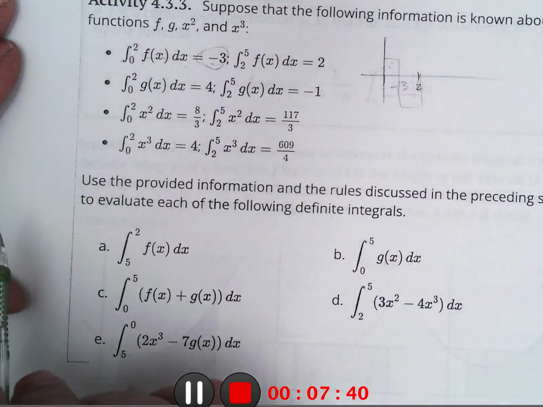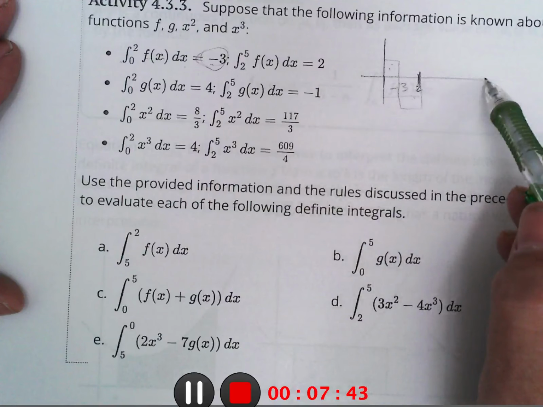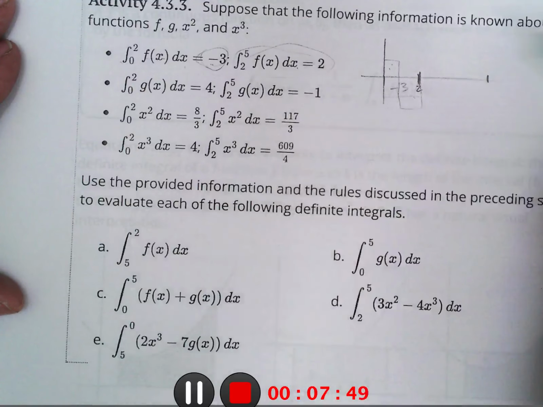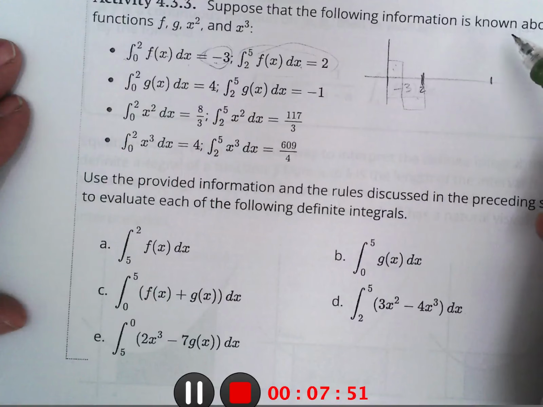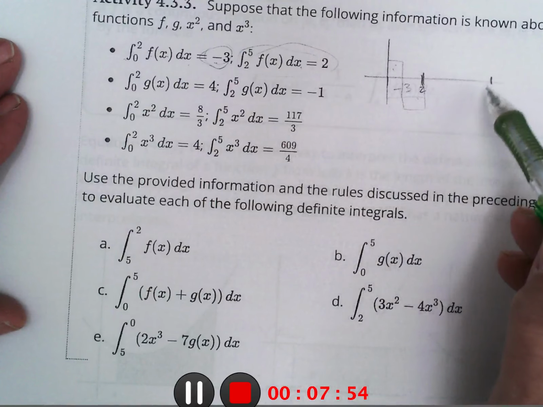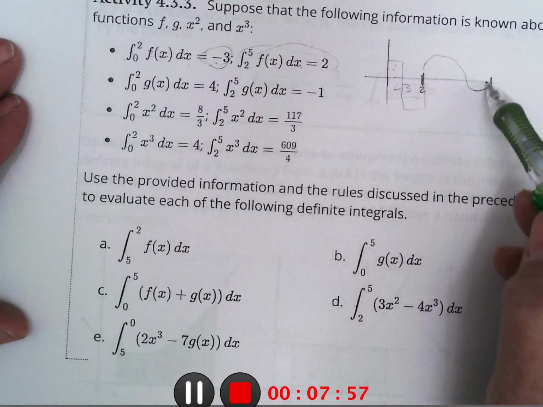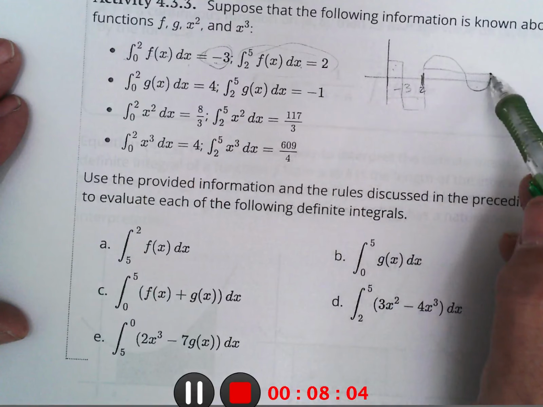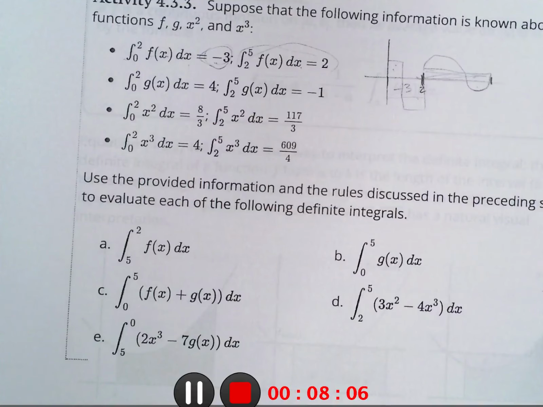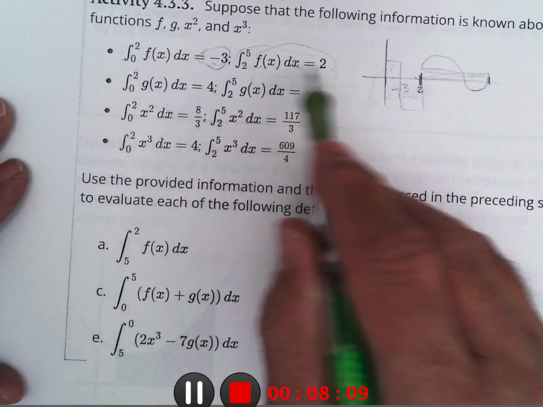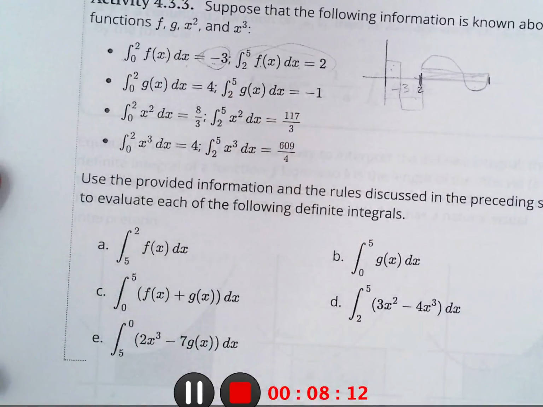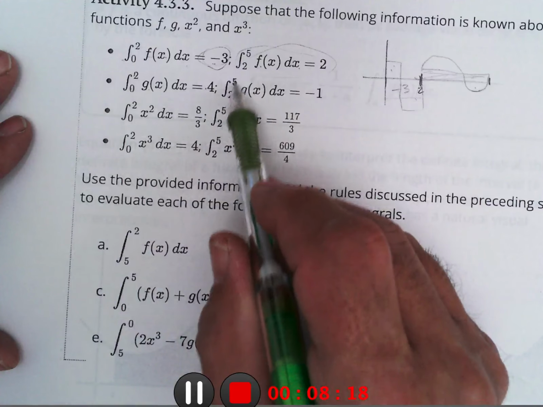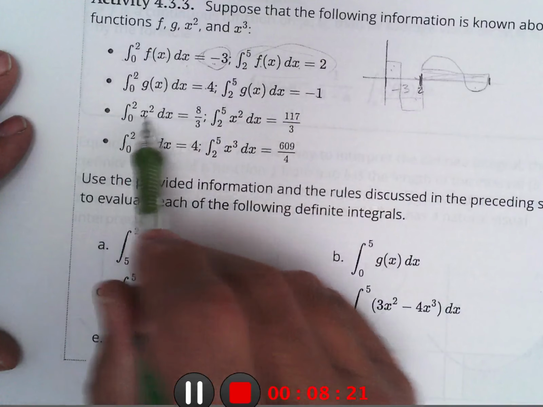And then from 2 to 5, the total area is +2, which means there's 2 more units above than below. Now it could look something like this, where this is 2 more units than that, or it could be just like this, where this whole thing is just 2. But anyway, the area under the curve F from 2 to 5 is 2. G from 0 to 2 is 4, and 2 to 5 is -1. And x squared from 0 to 2 is 8/3.